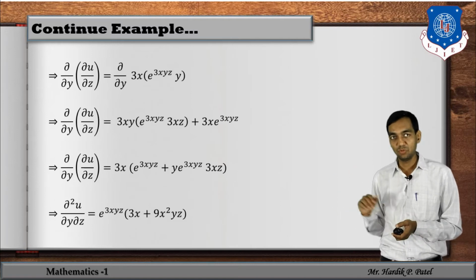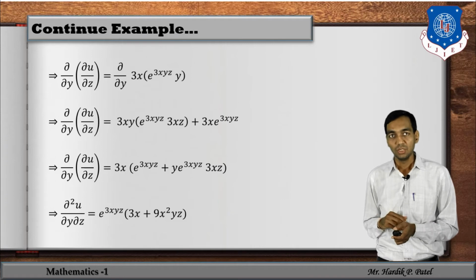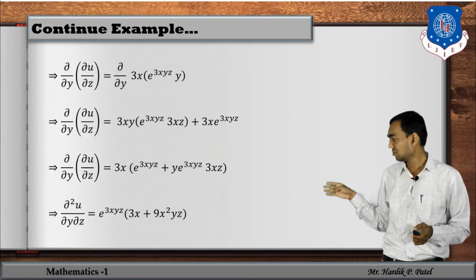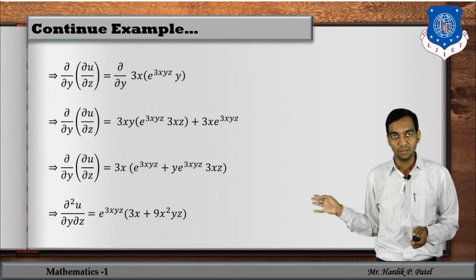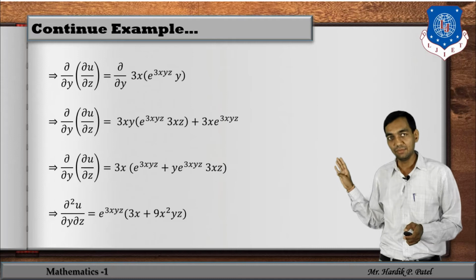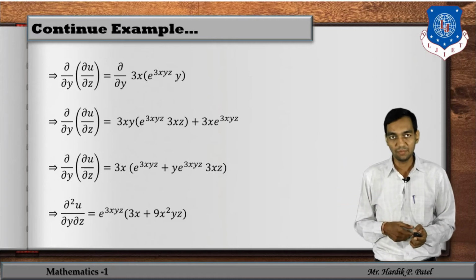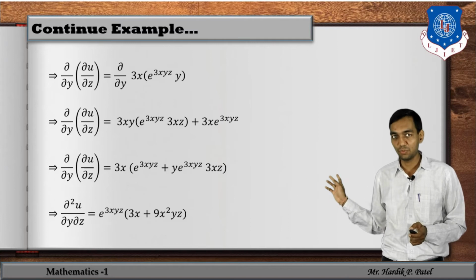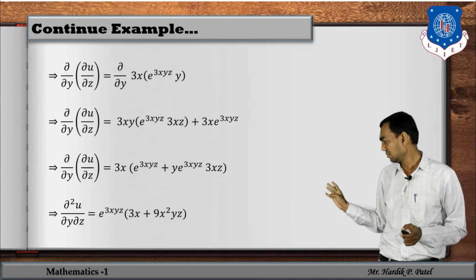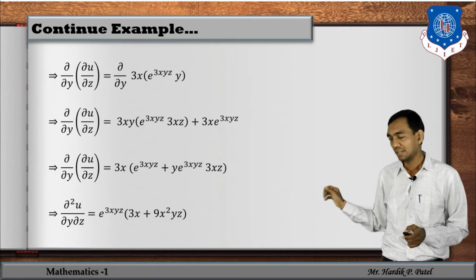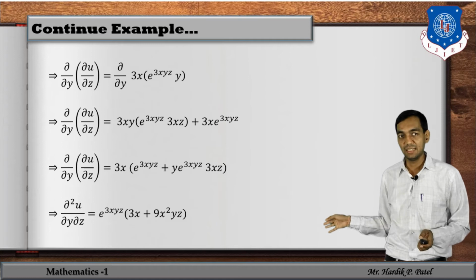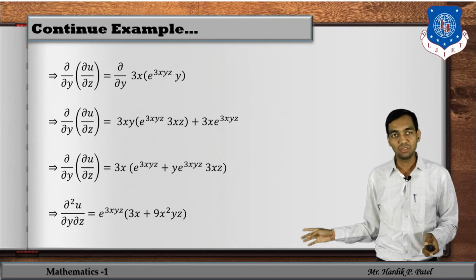Now if you are differentiating with respect to y, then you have to apply the u into v rule. So first, y is kept as it is and the derivative of e raised to 3xyz is e raised to 3xyz into 3xz. In the same manner, secondly, e raised to 3xyz is kept as a constant and y has derivative 1 with respect to y. So you take 3x common from both of them and e raised to also common. Simplifying that term gives e raised to 3xyz into (3x plus 9x square yz). So del square u upon del y del z has value e raised to 3xyz into (3x plus 9x square yz).